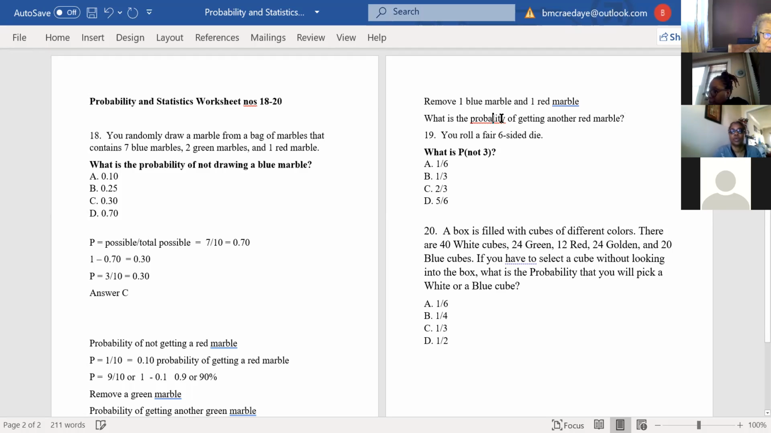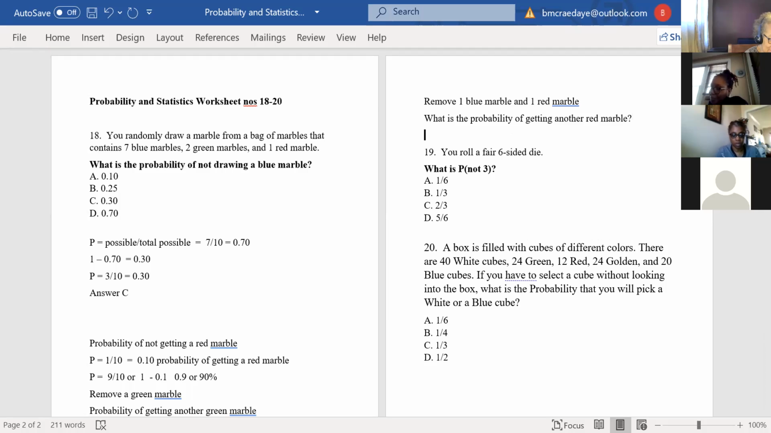So that'd be like 1 out of 8. You remove a blue and 1 red. Okay, I took a red marble out and a blue, right? Now I want to know, what is the probability of getting another red marble, and you remove 1 red? There's only 1 red, Miss Barbara. So what's the probability? 0. You're right, because the possible is 0, right?